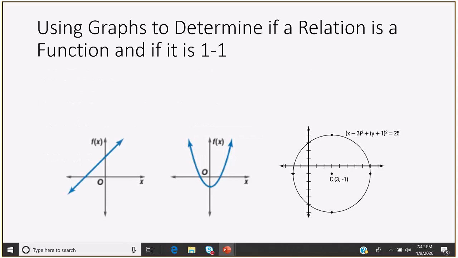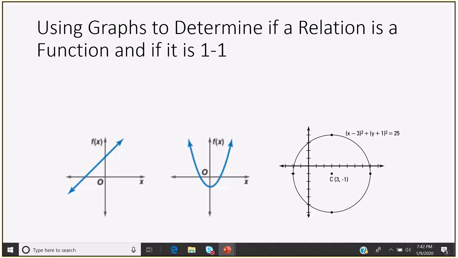Now there's a couple of ways to determine if a relation is a function and if it's one-to-one when looking at a graph. So if you have a graph, these are actually really nice and quick tests. And honestly, sometimes if you have a function and you're pretty good at graphing, it's not a bad idea to graph it and then use these tests to determine if it is a function or not, or if it's one-to-one or not.